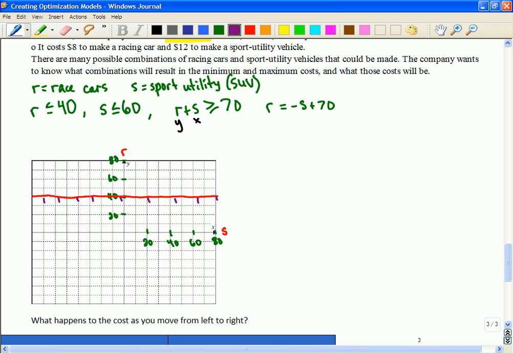Any other constraints we should be concerned about? About race cars, anything else? Could I be down here? Got to be whole numbers, right? Rue and Sue, right? So both have to be whole numbers. The other one says we have to be less than or equal to 60. So here's 60. And to be less than or equal to it, I have to be on this line.